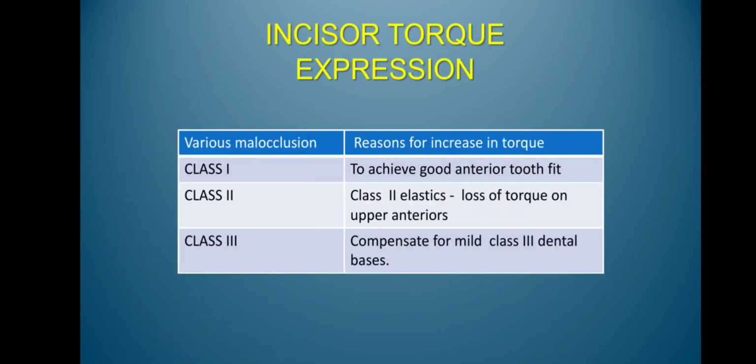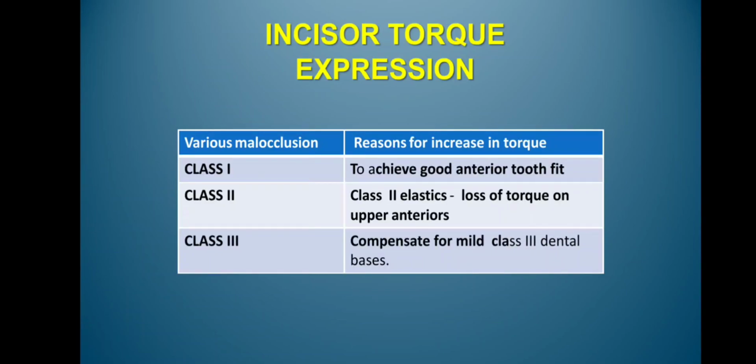Coming to incisor torque expression, the main reasons for increasing the torque in upper incisors is: in class 1 cases, to achieve good anterior tooth fit; in class 2 cases, as we use class 2 elastics, loss of torque on upper anteriors was observed; and in class 3 cases, to compensate for mild class 3 dental bases.